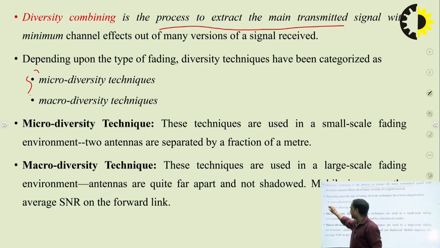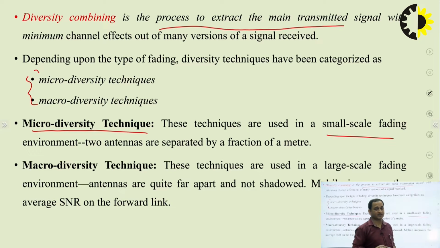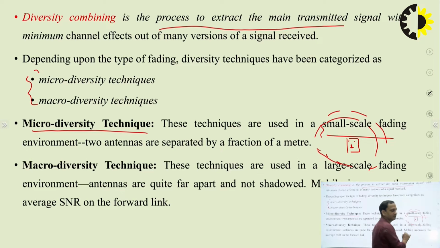So depending on the type of fading, this is divided into two parts. First is the microdiversity technique, second one is the macrodiversity technique. In the microdiversity technique, these techniques are used for small scale fading, right? This small scale fading effect occurs due to scattered obstacles which are very near to the mobile phone at the receiver. So small scale fading generally occurs when we have a mobile phone and obstacles very near to the receiver. This will create small scale fading. It means it will reduce the signal strength which is received at the receiver.